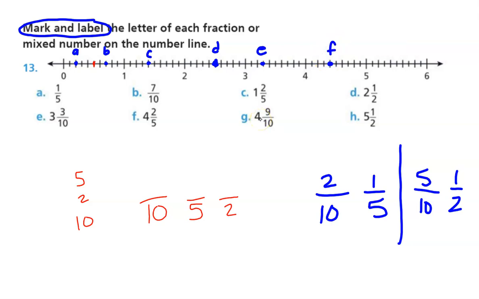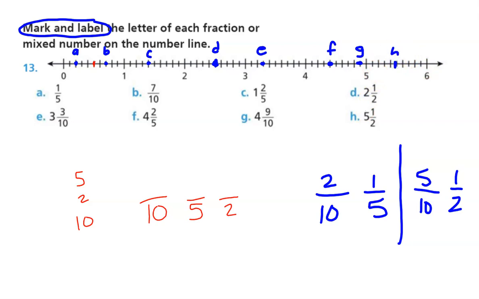G is 4 9/10. So that's still going to be between 4 and 5, and 9/10 is going to be pretty much way there at the end. I'll make that a letter G. And then now finally H is 5.5. So again, I'm going to find halfway between 5 and 6, which will be right there, and I will label that with an H.